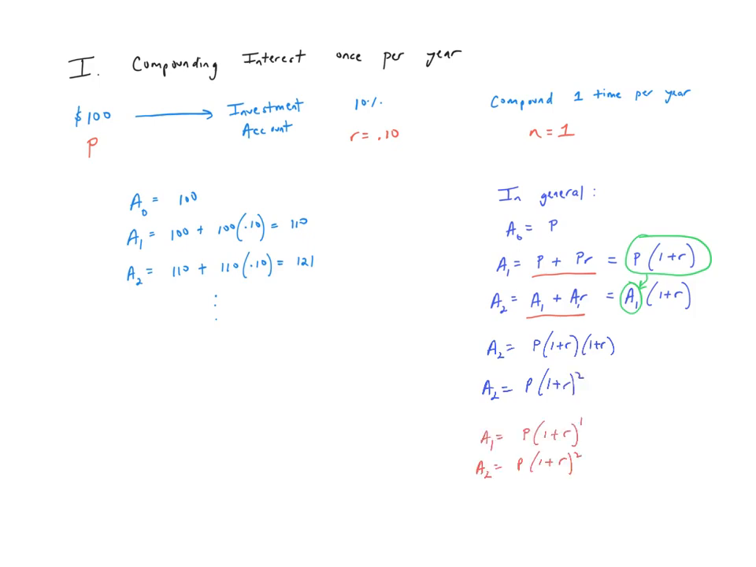So let's review. A sub 1 is equal to P times 1 plus r to the first. A sub 2 is equal to P times 1 plus r squared. The pattern will continue. The amount of money after the third year, the principal times 1 plus r cubed, and so on and so on. So if the bank compounds interest once per year, the amount of money in our account after t years is equal to the principal times 1 plus r to the t power.